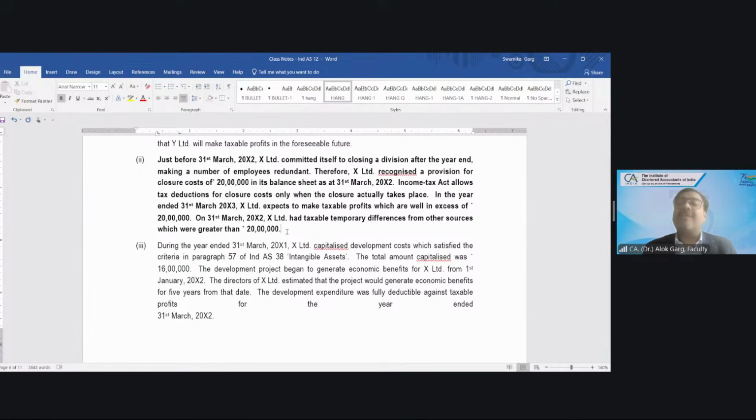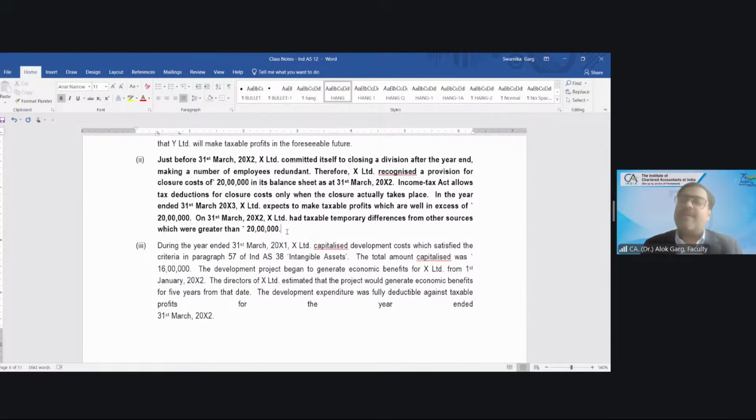Ind AS 37 says that a provision for restructuring has to be recognized when there is a constructive obligation. In this case, the company has recognized the restructuring provision of 20 lakh, but the income tax department says that we will allow this restructuring provision only when the actual expense will be incurred.